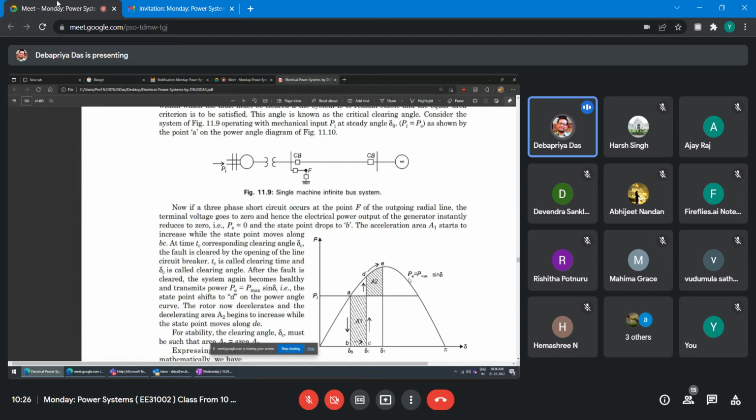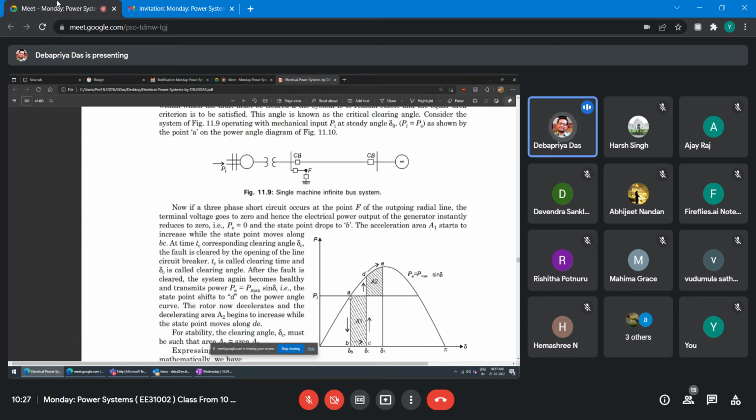So Pi is equal to Pmax sine delta zero, right? All of a sudden, a fault has occurred, a three phase line to ground fault. As soon as the fault happens, the terminal voltage will become zero, so the power delivered by the machine will be zero. It was operating, all of a sudden the fault has happened, so terminal voltage has become zero, so no power is delivered.